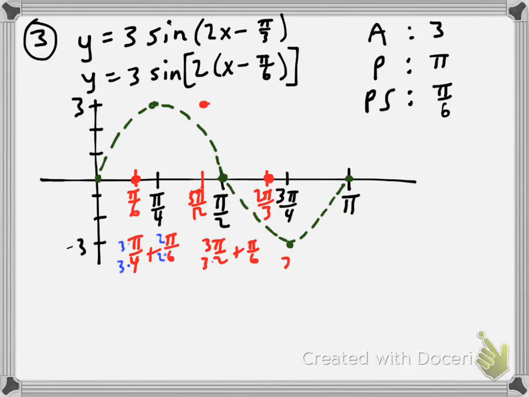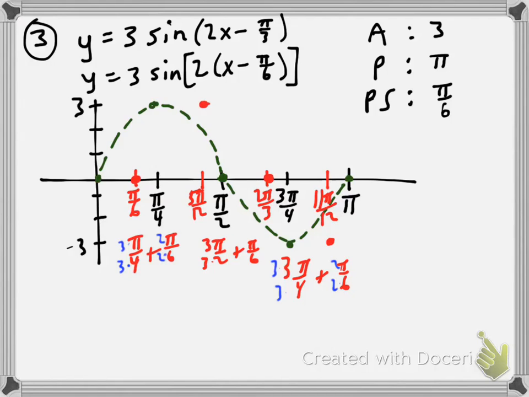And then we have 3 pi over 4 plus pi over 6. And again, we're multiplying the top by 3, bottom by 3, top by 2, and bottom by 2. So we have 9 pi over 12 plus 2 pi over 12, and 9 plus 2 is 11. So we have 11 pi over 12, and that's right there. And that's where we have a low point of -1.